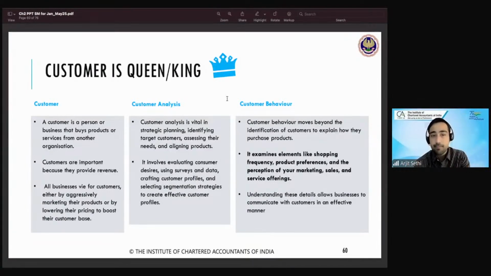A customer is the person who buys the product. Customers are important because they provide revenue. All businesses want to attract customers, either by aggressive marketing or through pricing. Consumer and customer, the difference is the customer buys, the consumer uses, right? So customer analysis involves evaluating consumer desires using surveys and data, figuring out what they want, and selecting segmentation strategies to create effective consumer profiles.